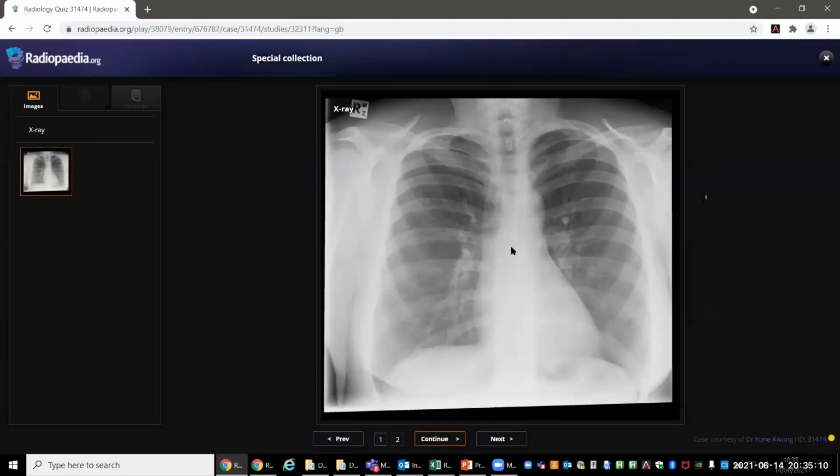And the first one, you finally got it. So there is this hyperlucency on the right. There is also reduction in the vascular markings on the left, and it was a case of Macleod's. Very well done.